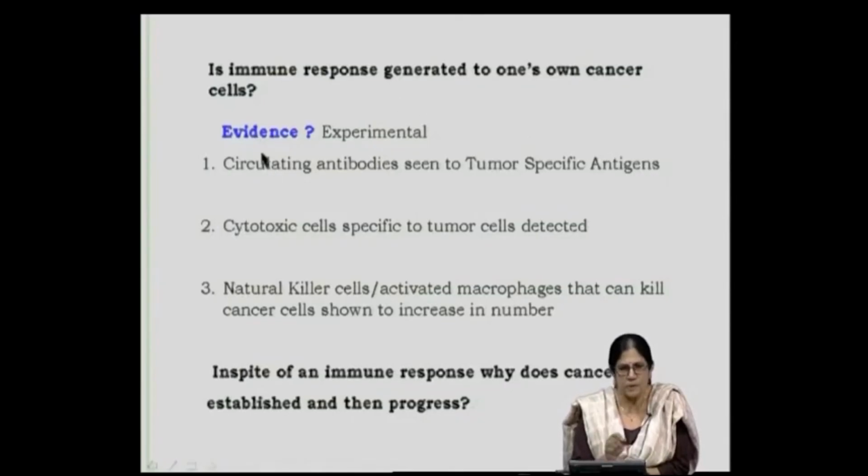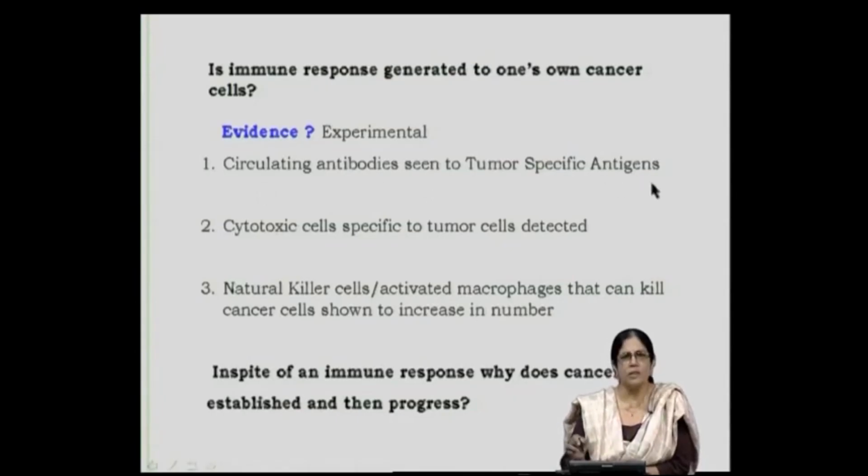Is there any evidence? Again, there is a very large amount of literature which gives this evidence, but let us talk about the experimental ones, because here in mice one can induce formation of tumors and look at when the antibodies or the cytotoxic T cells appear. And yes, experimentally it has been shown undoubtedly that there is an immune response generated to one's own cancer. There are circulating antibodies seen to tumor specific antigens.